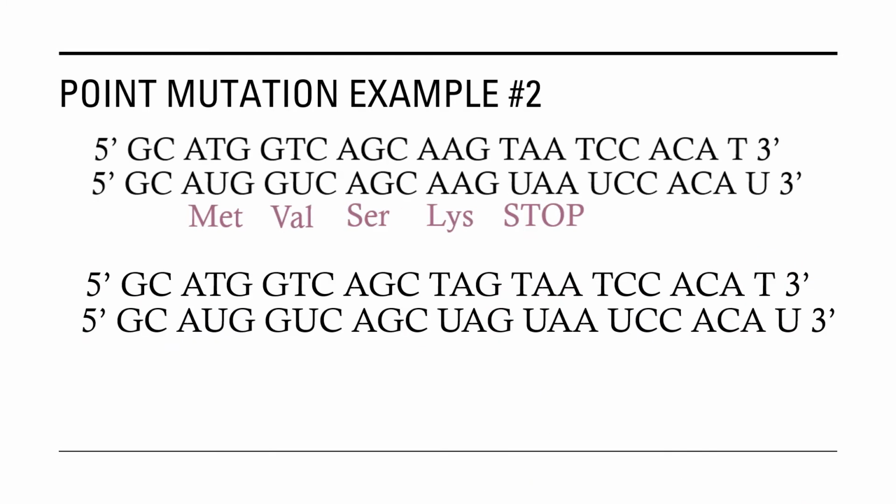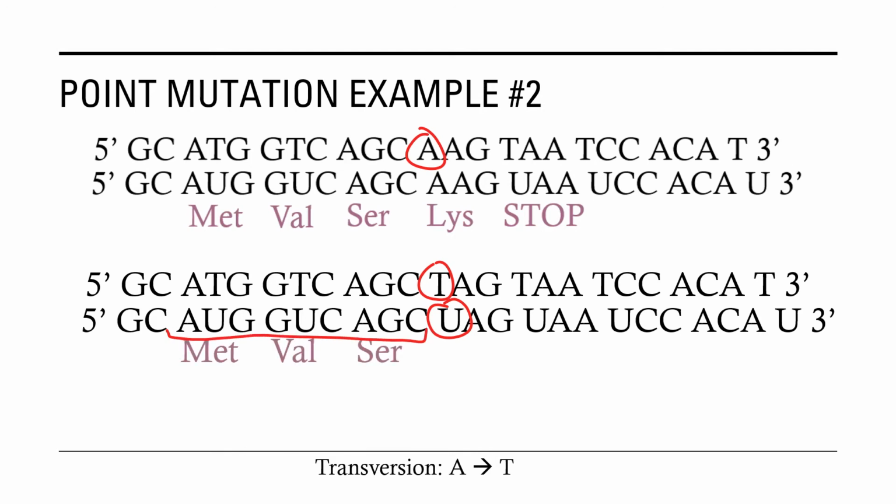Let's look at another mutation. Here we see that an adenine in the original DNA sequence has been replaced by thymine, which once transcribed becomes a uracil, indicating another transversion mutation has occurred. The first three codons translate to the same amino acids, methionine, valine, and serine. However, where we code for lysine in the original sequence, there is now a stop codon, UAG. As a result, the newly synthesized protein is only 3 amino acids long.